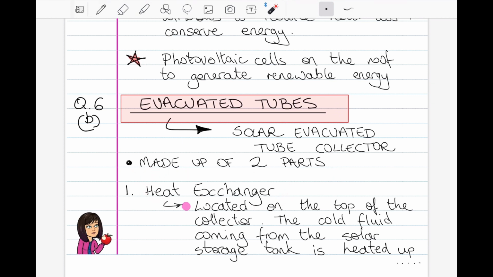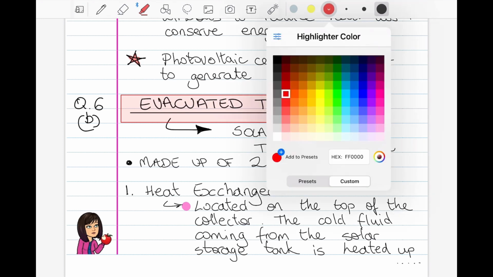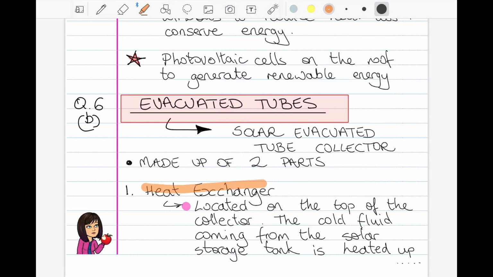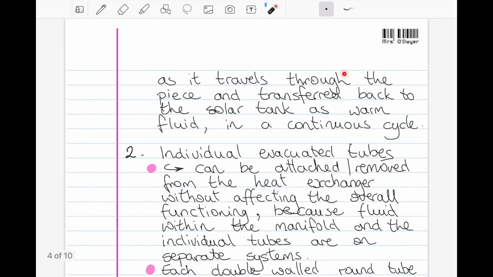The first part of the evacuated tube is a thing called a heat exchanger. Now, that heat exchanger is located on the top. Okay, so heat exchanger we're talking about here. It's located on top of the collector, right? And the cold fluid coming from the solar storage tank is heated up, okay, as it travels through the piece and transferred back to the solar tank as a warm fluid in a continuous cycle.